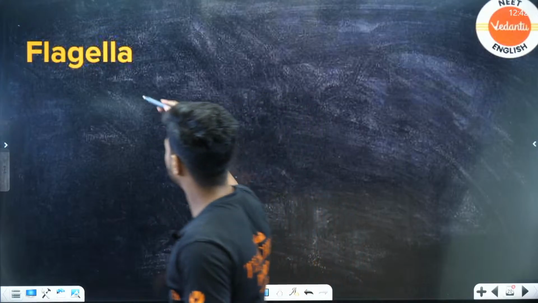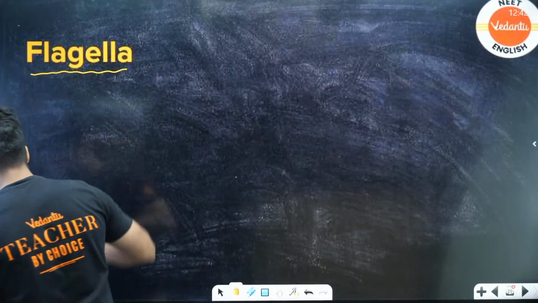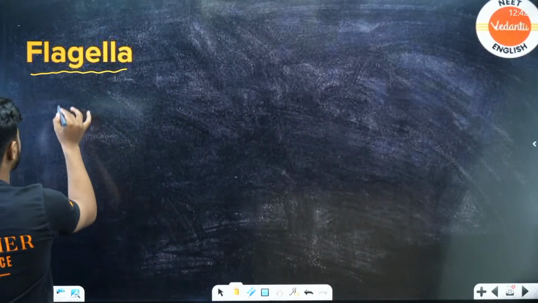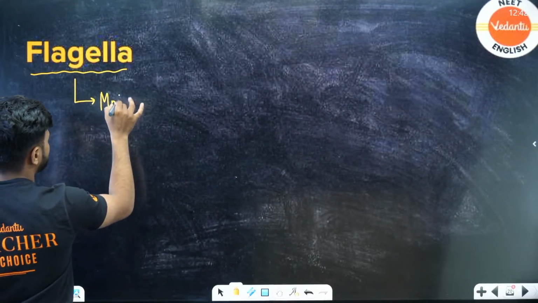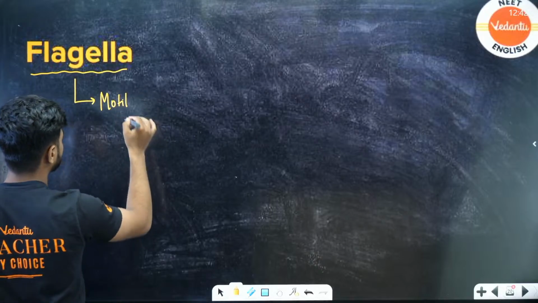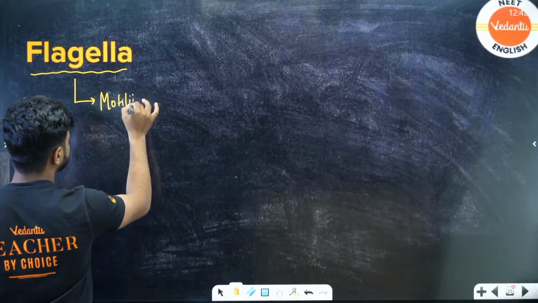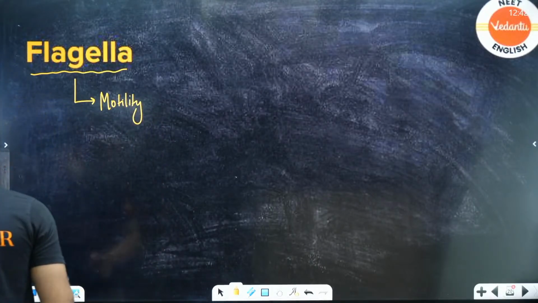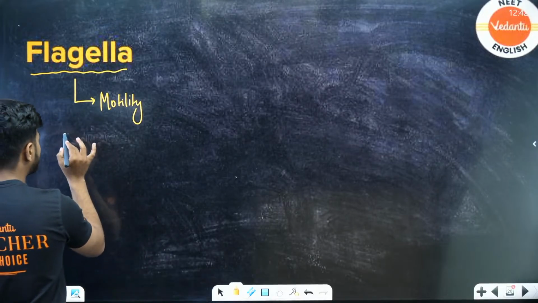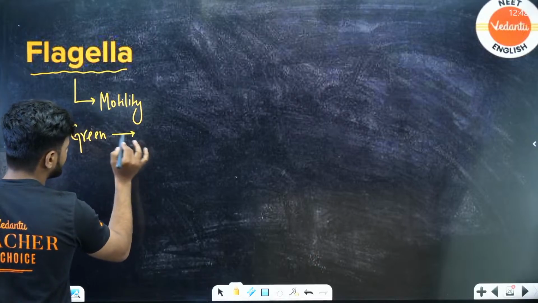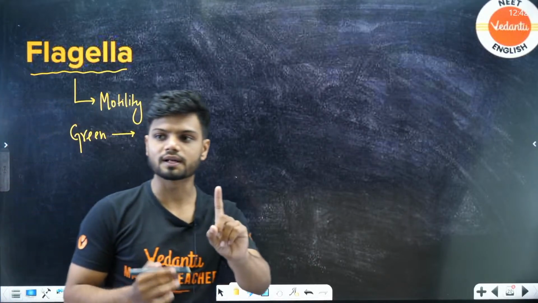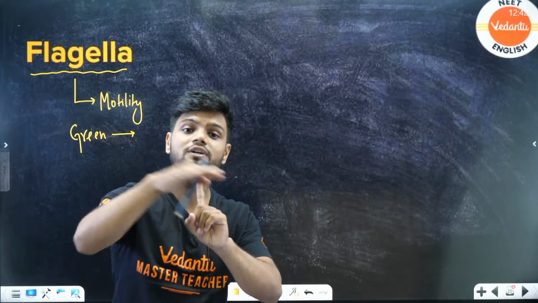The next thing is your flagella. Now tell me in the chat, what is the main function of flagella? The main function of the flagella is motility. For example, in the case of your green algae, the first thing you need to know here is green algae is motile in nature.